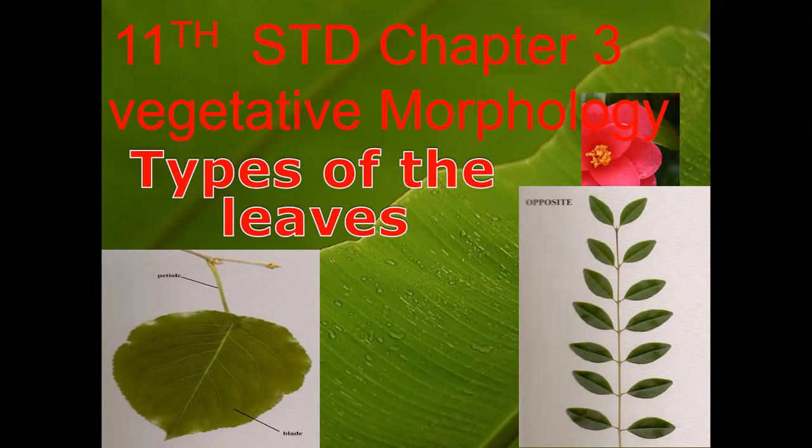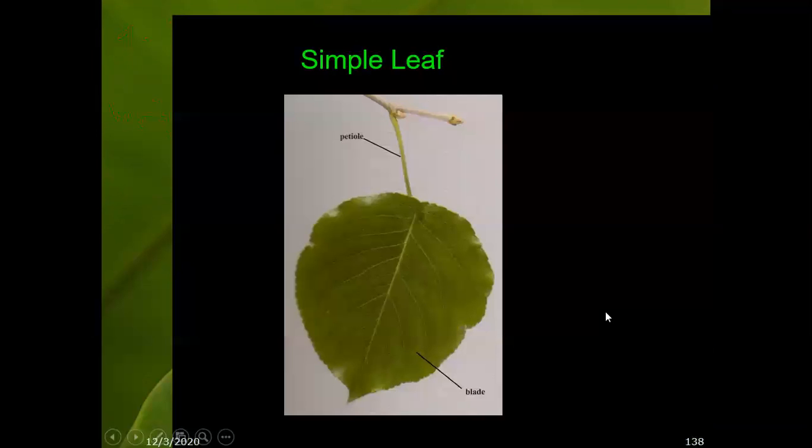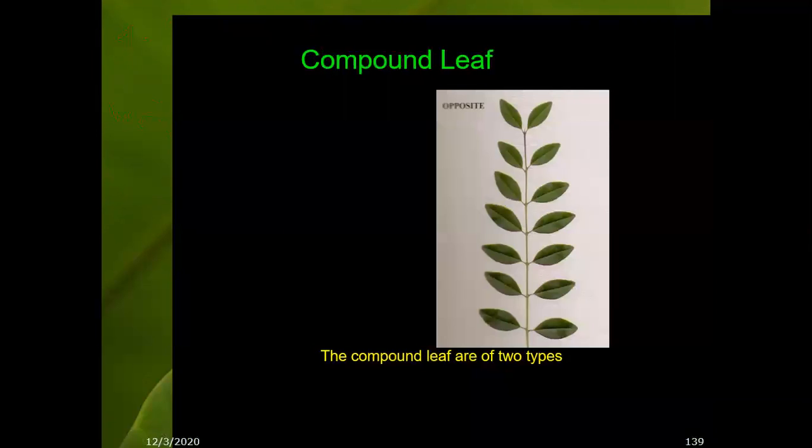Let's study the types of leaves: simple leaf and compound leaf. A single leaf is said to be a simple leaf. A group of leaflets is called a compound leaf. In a compound leaf, the main rachis bears more than one lamina surface, called leaflets.